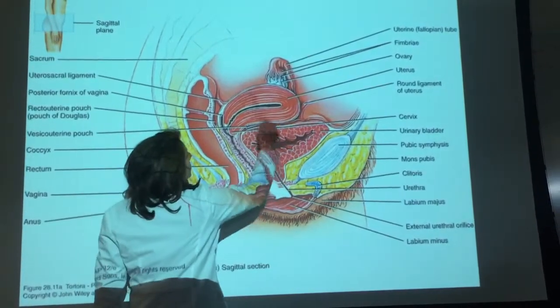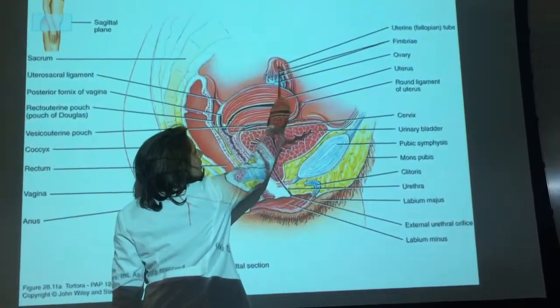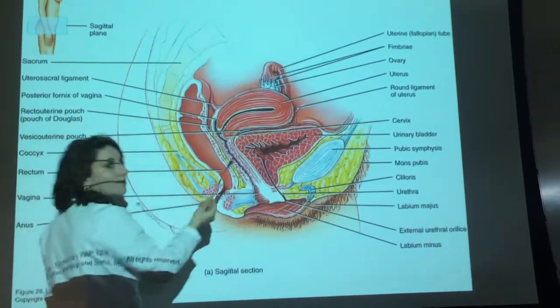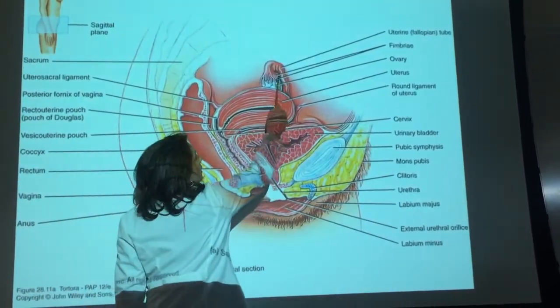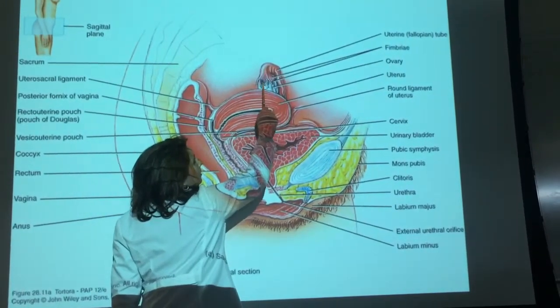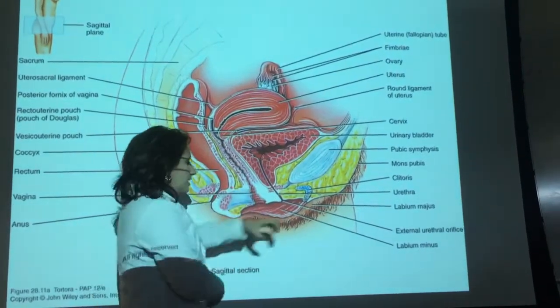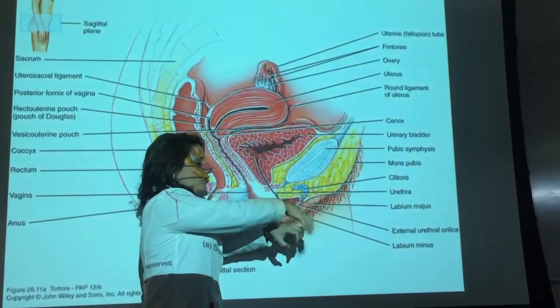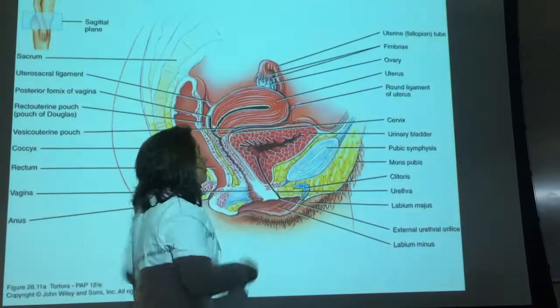Here, this looks like a testis, but that's because the testis and the ovary came from the same structure eventually. So this is the ovary. These little things are called fimbriae. They look like fingers. So basically, as the ovary is ready to release the egg, the fimbriae kind of go across it and help it out a little bit more.